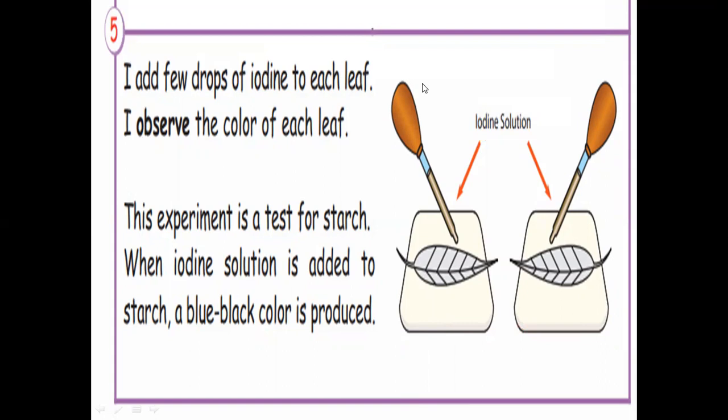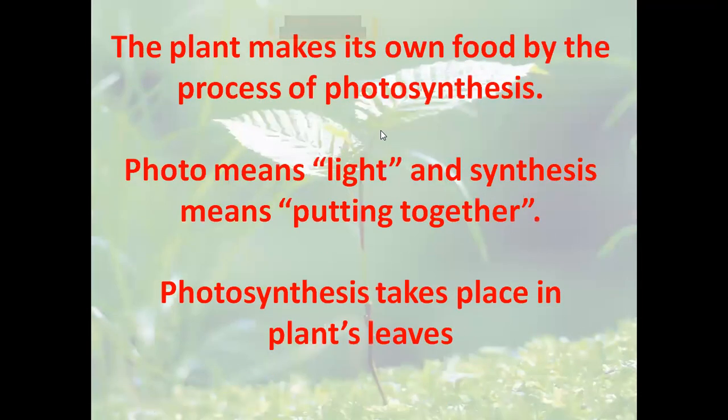Okay, now let's continue with the concept of photosynthesis. So the plant makes its own food by the process of photosynthesis. This food is first in the form of glucose, and then it's stored in the form of starch. So photo, as Fatima said, means light, and synthesis means putting them together.